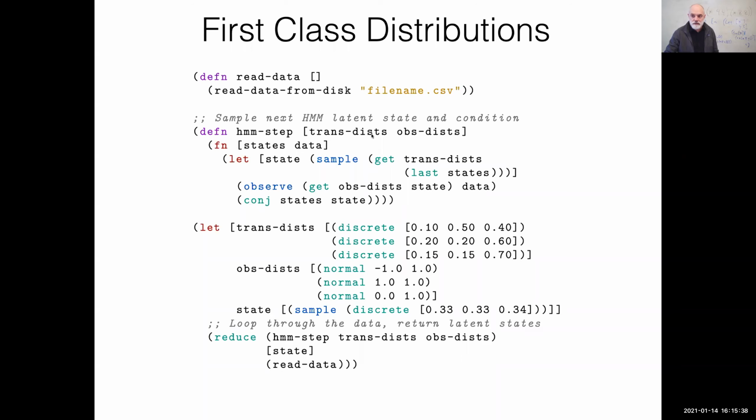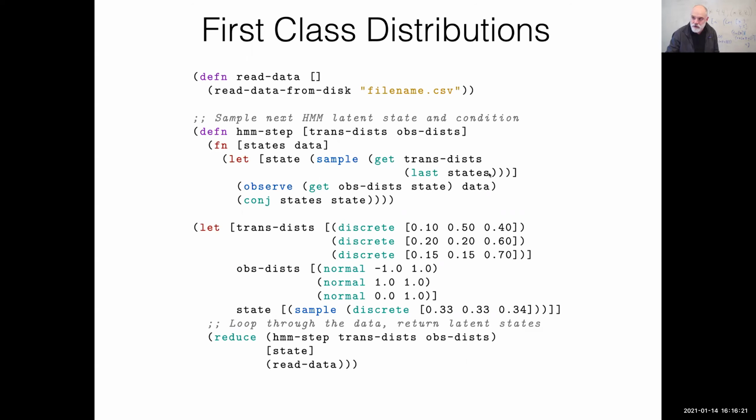So HMM step takes transdis and obsdis and returns a function, right? That function consumes a state, which will be popped off of this list, right? It takes as an argument a list of states and a list of data, right? And it does the following. It samples a state by getting from the transition distributions, in other words, selecting from the transition distributions the one at the index of the last of the states. This gives you a distribution object from which you can sample, and that gives you the next state.